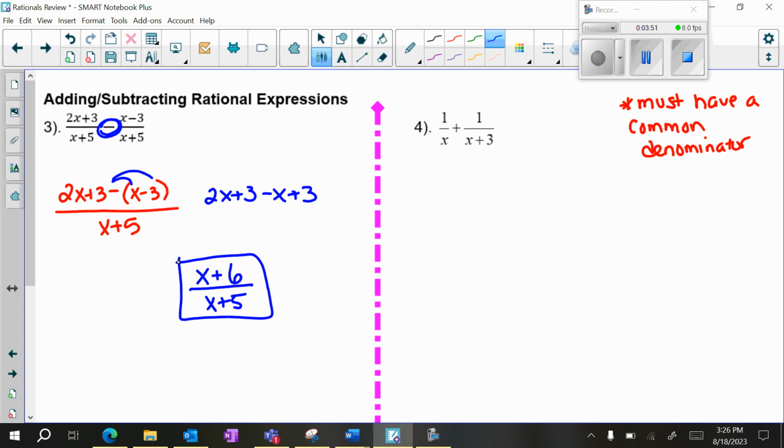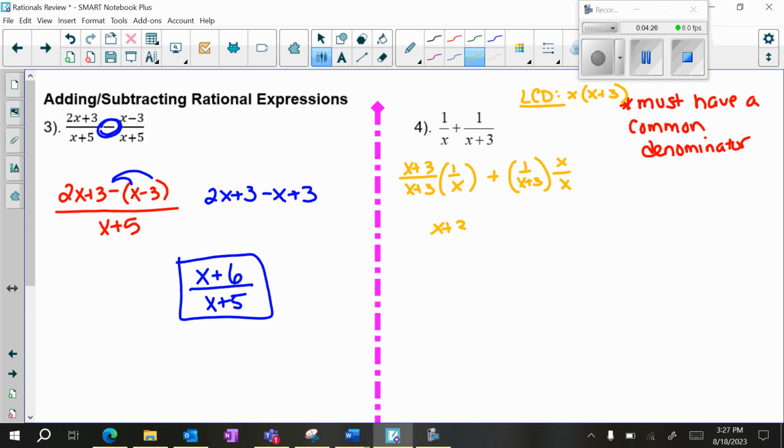Number 4, I do not have common denominators, so I need to find an LCD. So my LCD is going to be x times x plus 3. Typically, to find your LCD, you are going to multiply your two denominators together. Now I'm going to multiply each piece by what's missing. So my first fraction is missing an x plus 3, top and bottom, because then I'm essentially multiplying by 1. My second fraction is missing an x, so top and bottom get multiplied by x.